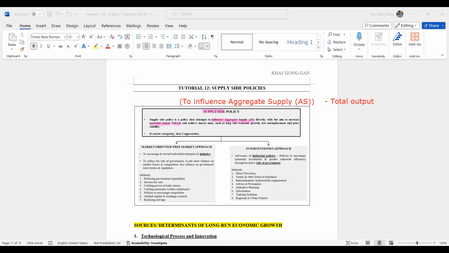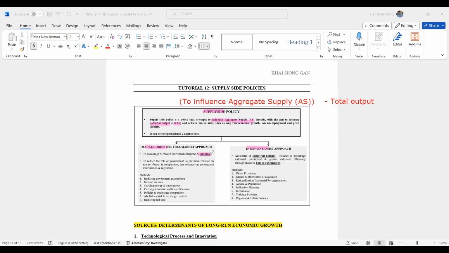When we talk about supply side policy, it can be categorized into two categories. This one we just go through quickly. The first one is market-oriented approach, and the second one is interventionist approach. Market-oriented approach means these are the policies that try to encourage or increase the initiative or the incentive in the markets. For example, the government cuts the income tax.